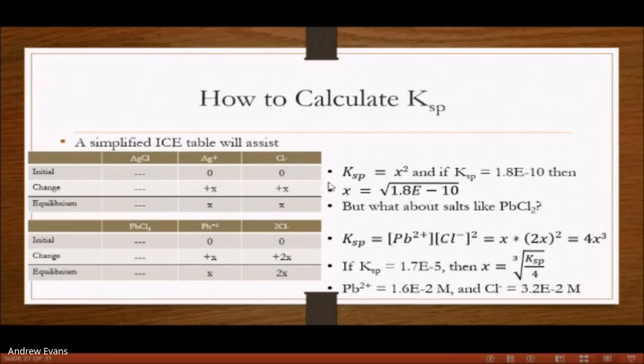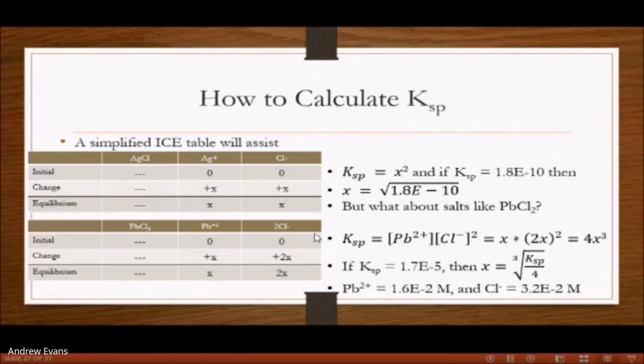With that in mind, plugging them into the Ksp expression, you just get Ksp equals X times X, or X squared. So if we're solving for the X, all we have to do is square root the Ksp, and that would give us the concentration. And that's how we got that number on the last page. But what about if we have something that isn't a 1-to-1 ratio, like a 1-to-2 or 1-to-3 or 2-to-3? Then we have to do it a little bit more complicated because the Ksp, remember, is products over reactants raised to the power of the coefficient.